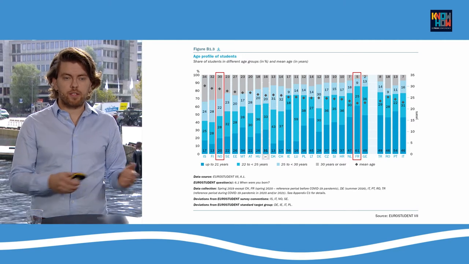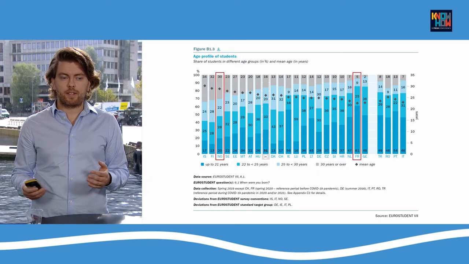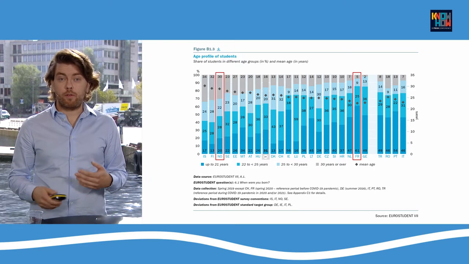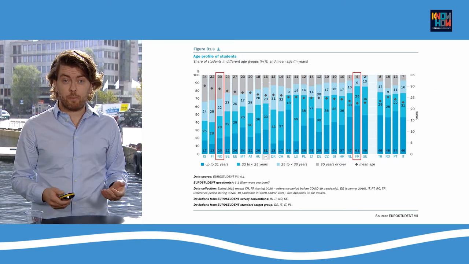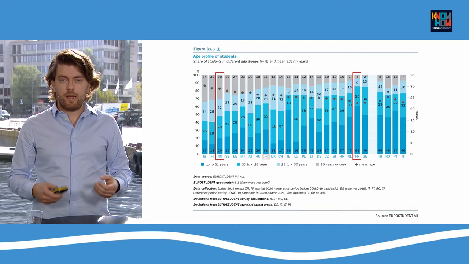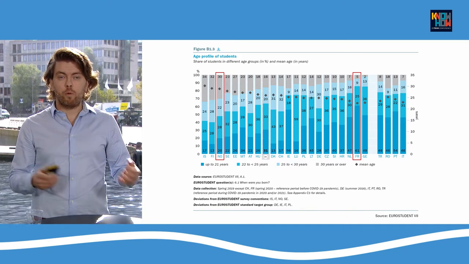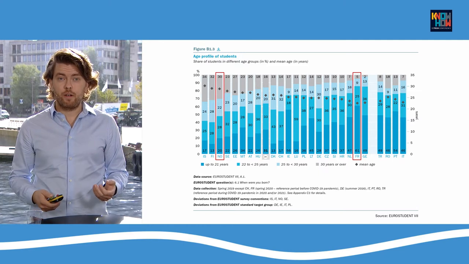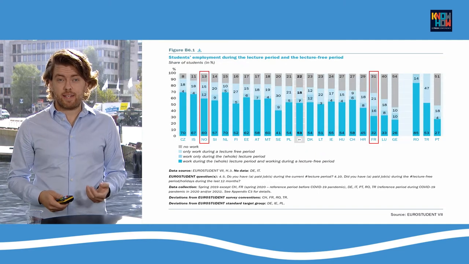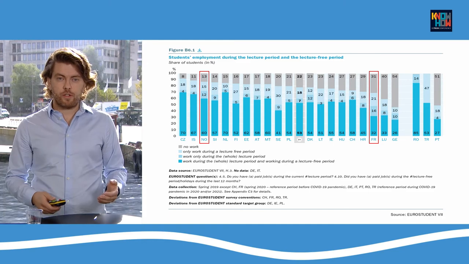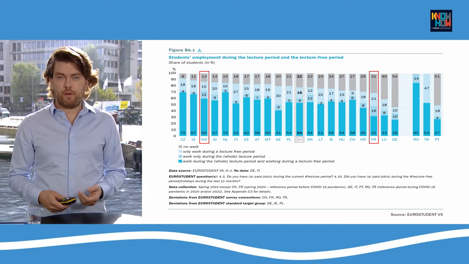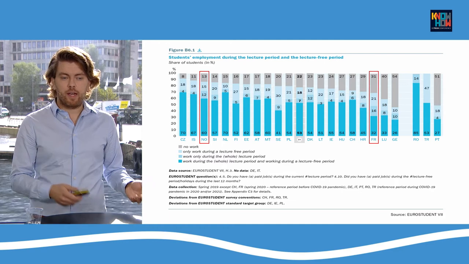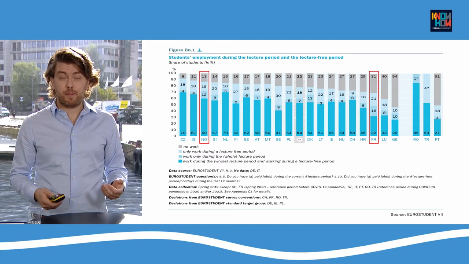And if you compare that to, for example, the other side of the European scale, with France only having 14% in the same group. So this clearly shows that the students are getting more and more mature, that they're getting older, meaning they're a bit more established. For example, 60% of all Norwegian students work during the lecture period. If you compare that again, for example, to France, it's 32%.